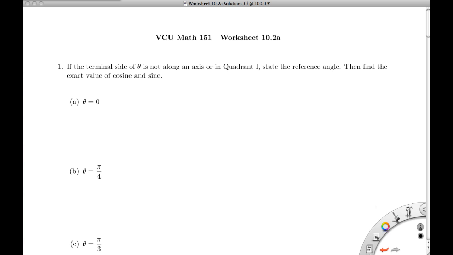Hey everyone, so this is the solution video to Worksheet 10.2a. We're going to be working with sine and cosine in this section. So we're going to start off with number one.